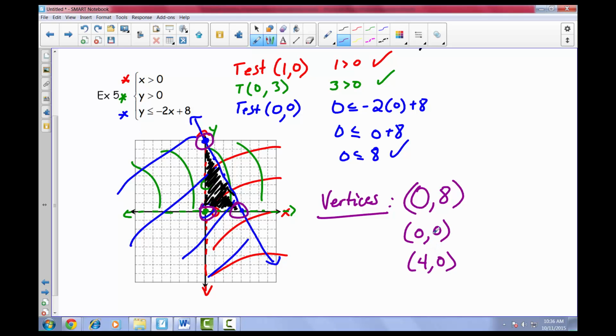Now, not all the time will you be able to just see what they are, but for example 5, as a starter one, we were able to identify them just by looking at the graph. But again, that is example 5 from our 3-3 set of notes.